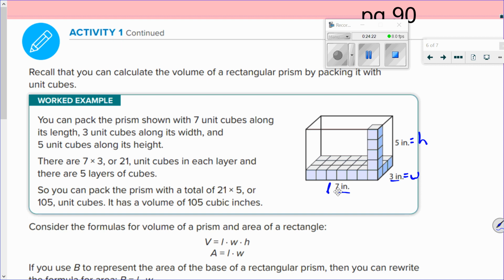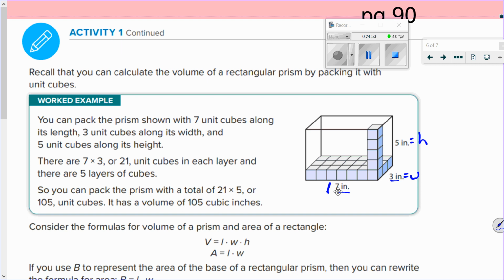Yes. Now, the third part to that is, how tall is this? It's 5 inches. So how many layers of those cubes am I going to need? Does that make sense? Yes. So at my base, I had 21 cubes in it, correct? But I'm going to need 5 layers of that. 21 times 5. Which would be? Does that make sense? So to fill this entire right rectangular prism, how many cubes do I need?